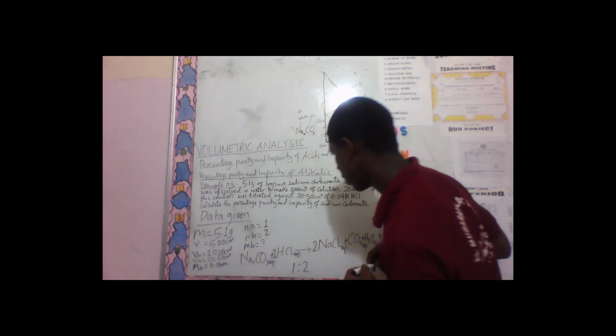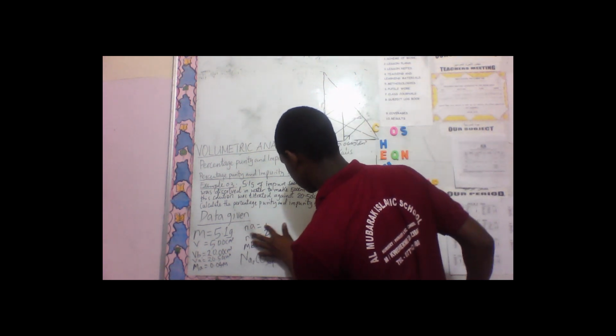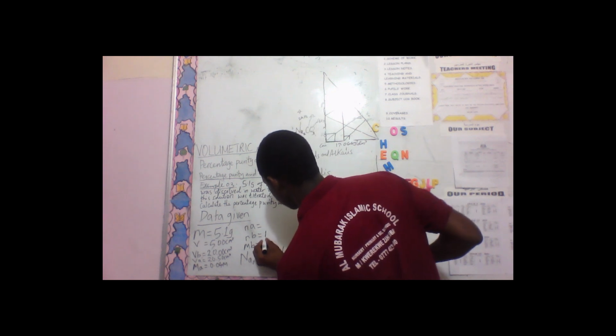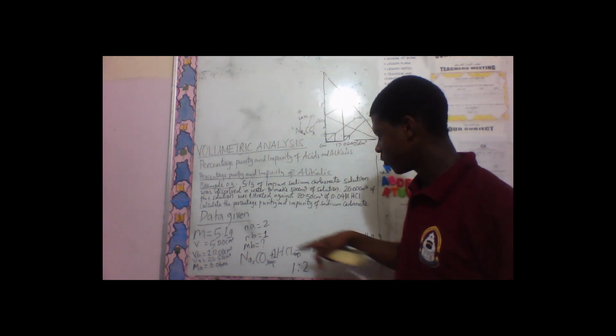So we have already obtained it. The number of acid is 2, and the number of base is 1. Okay, so we have already got our data. So we remain with the molarity of base.